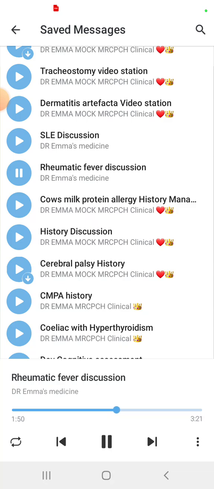And what are the investigations we do for rheumatic fever? CBC, full blood count: WBC count will be increased. ASO titer is increased, anti-DNase B level is increased. Inflammatory markers ESR and CRP are increased. We can do an echo, throat swab culture is positive, and ECG.